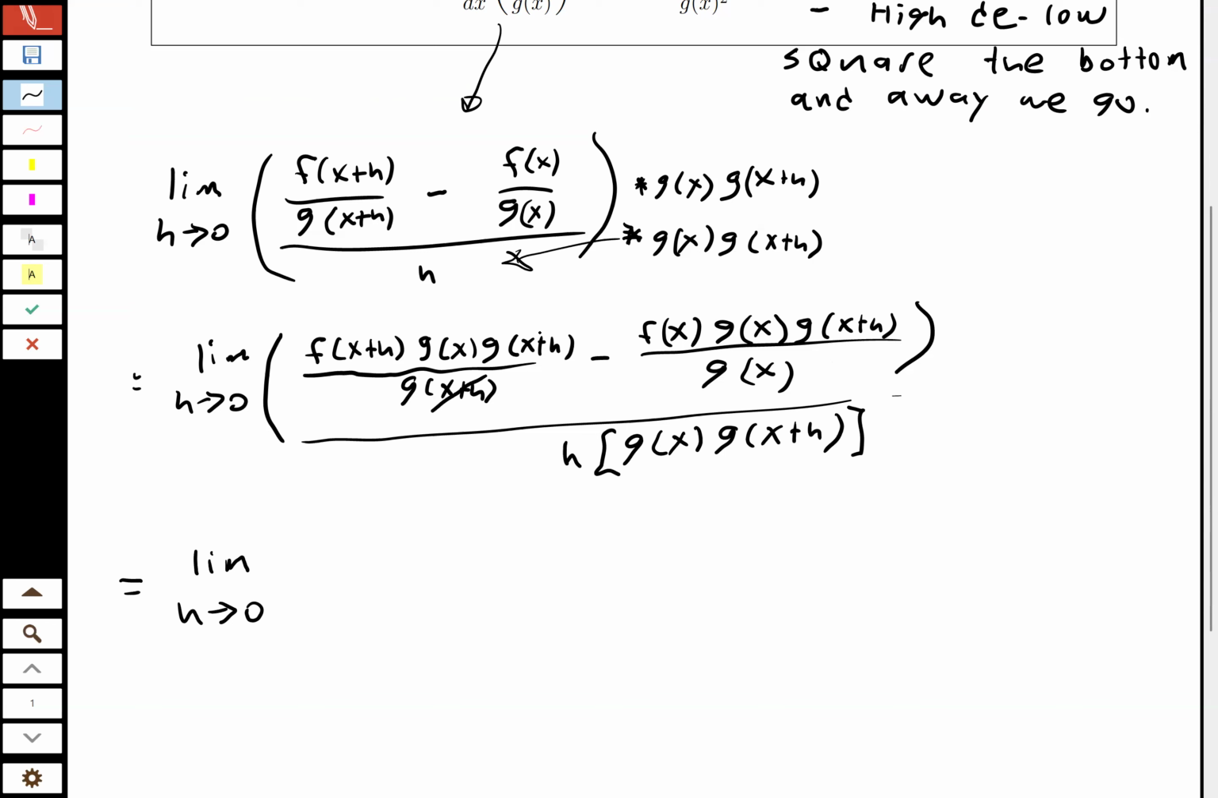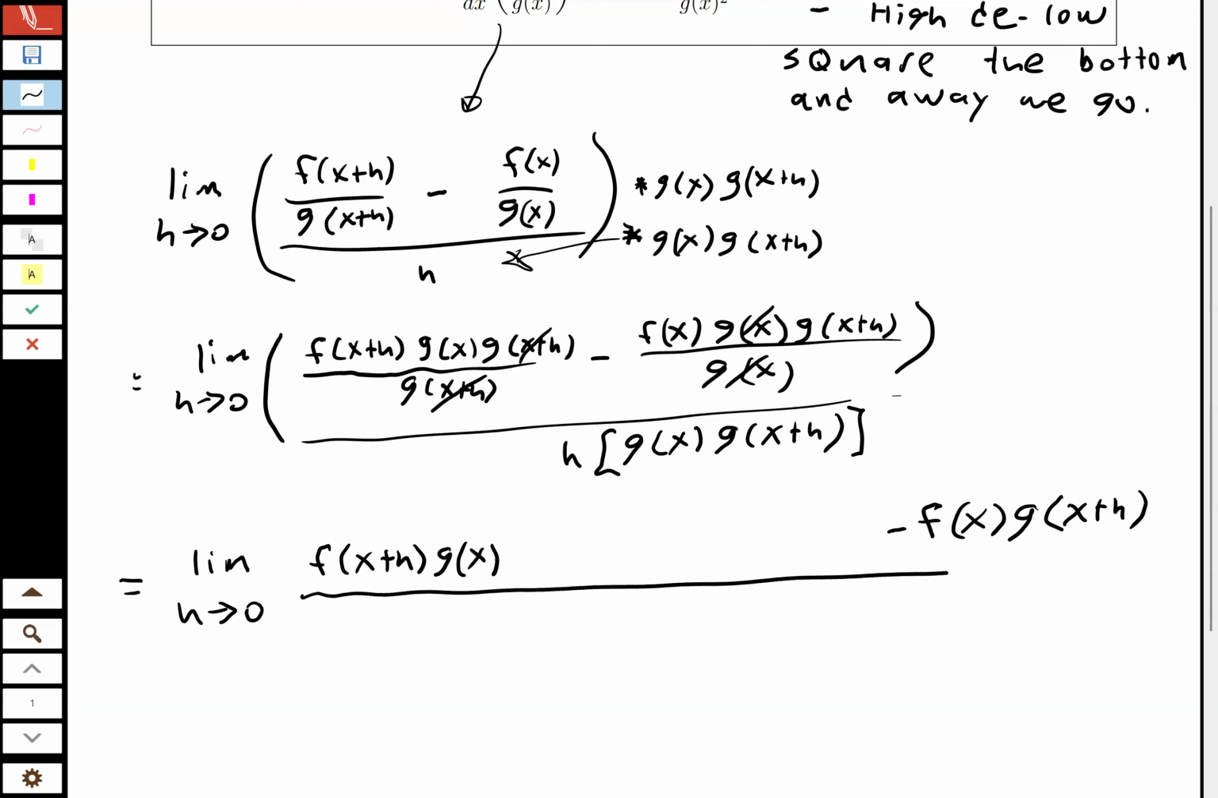I'm noticing the g of x's cancel. G of x plus h cancels for the first one, and the g of x cancels for the second one. So the pieces that are left are f of x plus h times g of x, and I'm leaving a lot of space here on purpose, f of x times g of x plus h. Those are the only things that remain on the top. And in the denominator, we still have the h, as well as that g of x plus h.